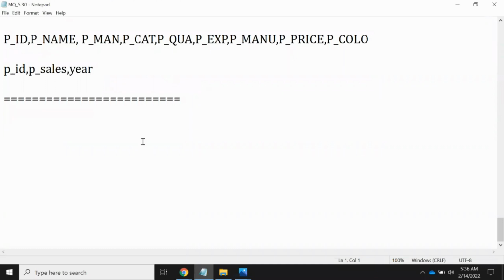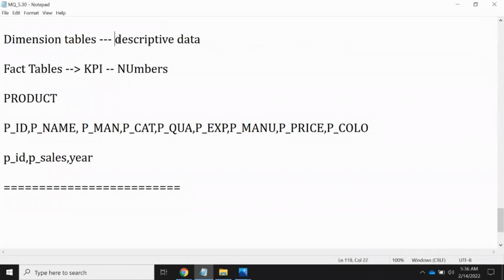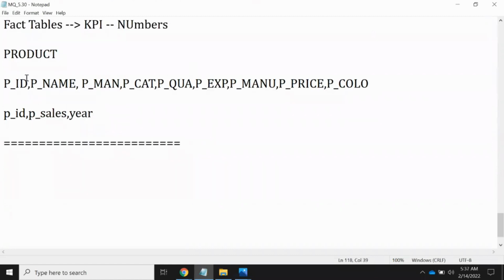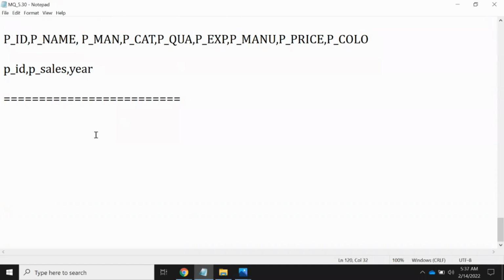Now, let's come to today's session. We'll continue with the warehousing concept. We have dimension tables and fact tables, right? A dimension table holds descriptive data, whereas the fact table holds key performance indicators, mostly in the form of numbers or numeric values.